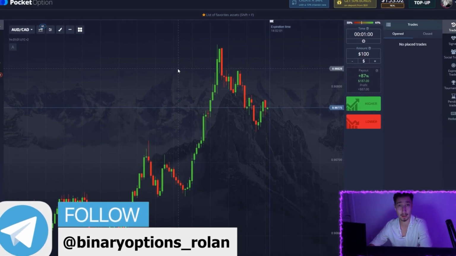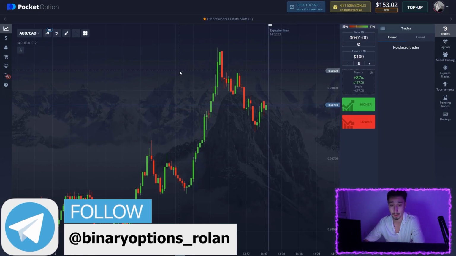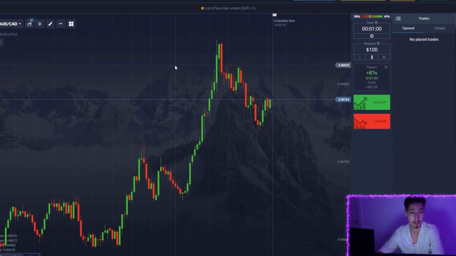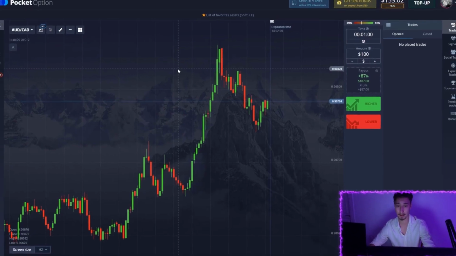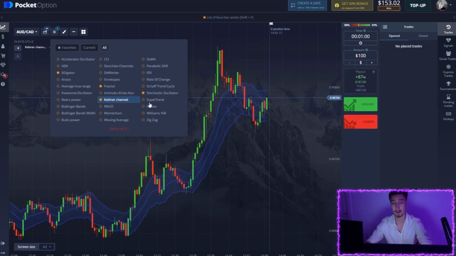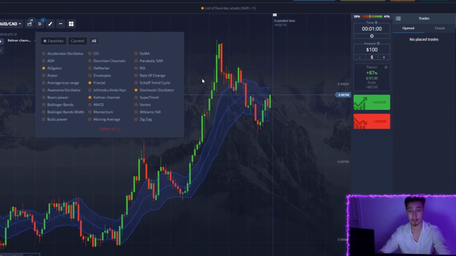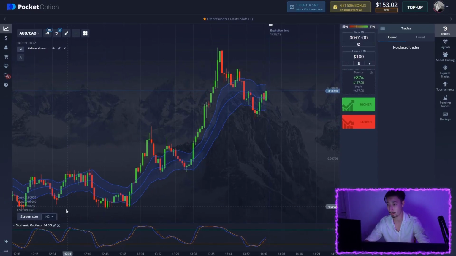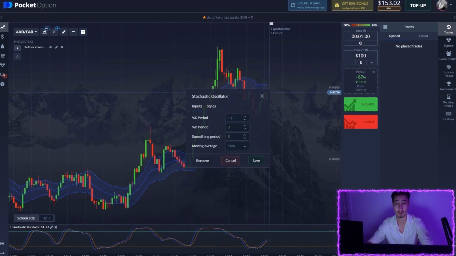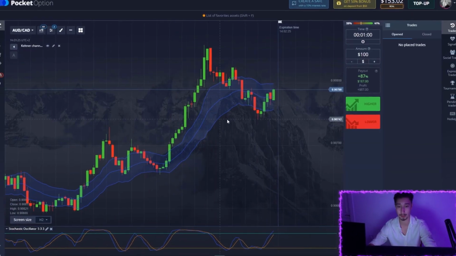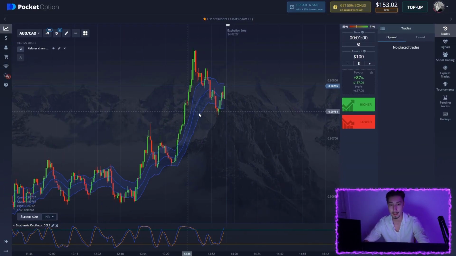We have $153 on our balance. We're gonna open $100 or $200 positions. And let's add our indicators right away. They're gonna be the Keltner channel and the stochastic oscillator. Let's set the period on the stochastic to 5. Both of these indicators are well combined in a pair, and together they show a good result.